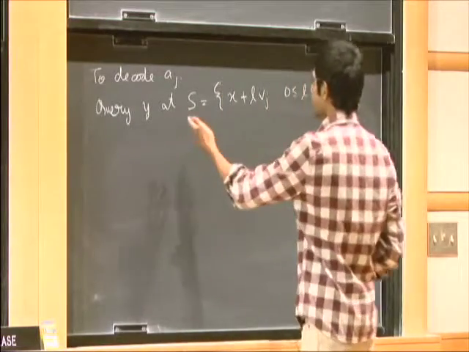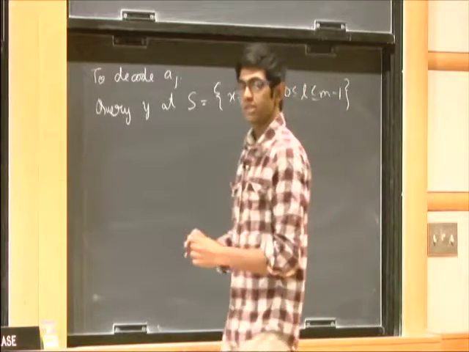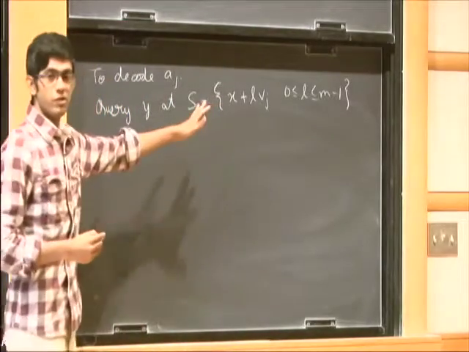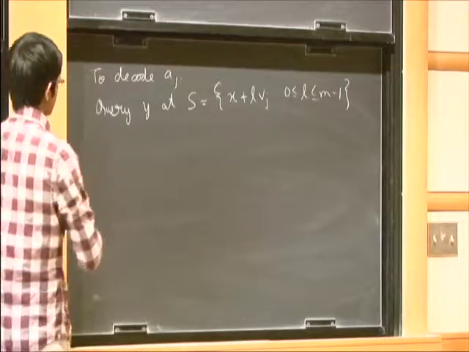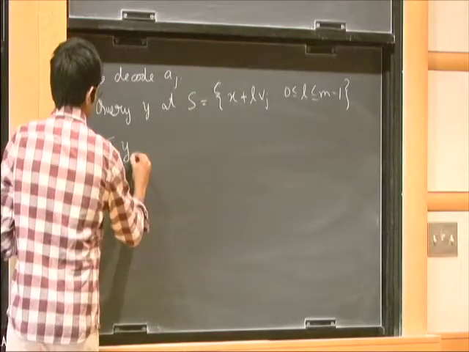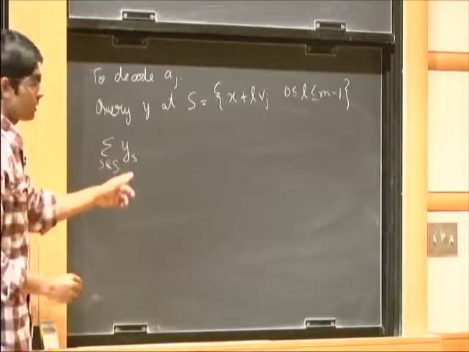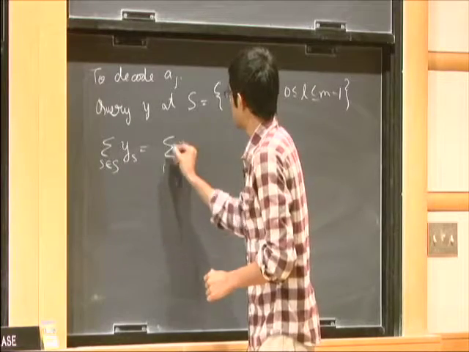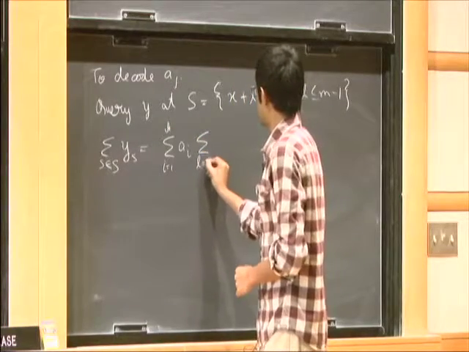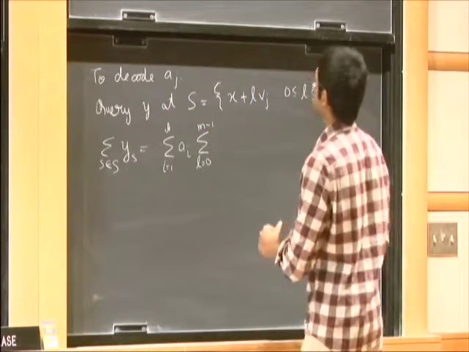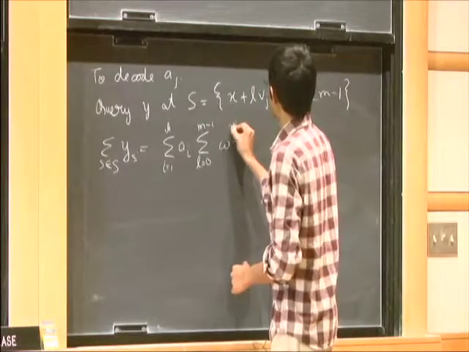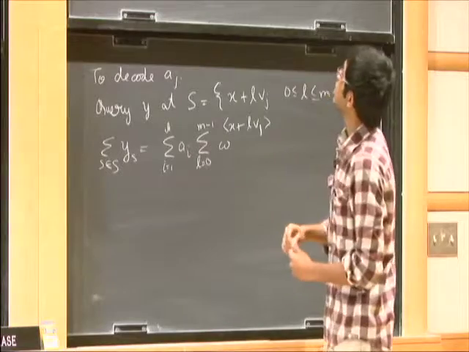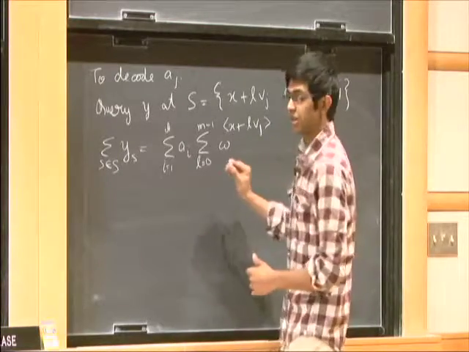Now we have queried y at these locations, and what we'll do is simply add these coordinates up. Till now, you can see that it's an m-query process. So if you add up all these coordinates, what do you get? You get the sum over i from 1 to k of a_i, and the sum over l from 0 to m minus 1 of omega to the power of u_i dot x plus l v_j.